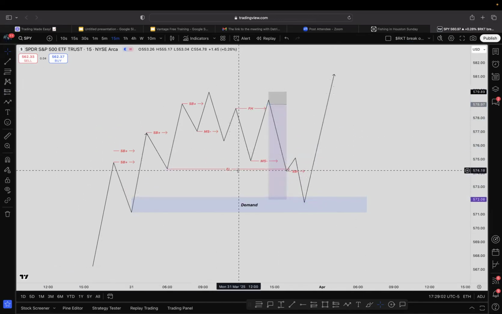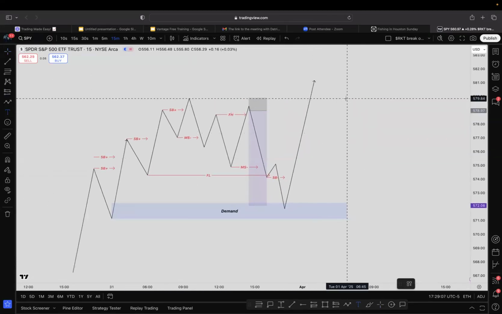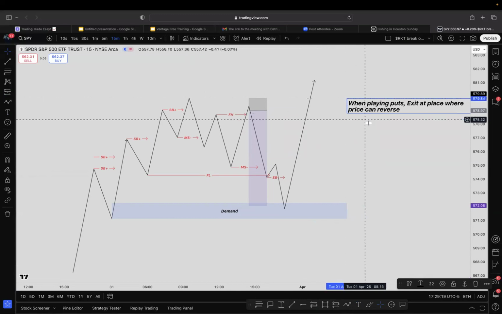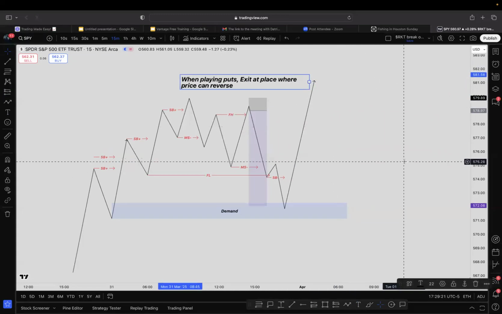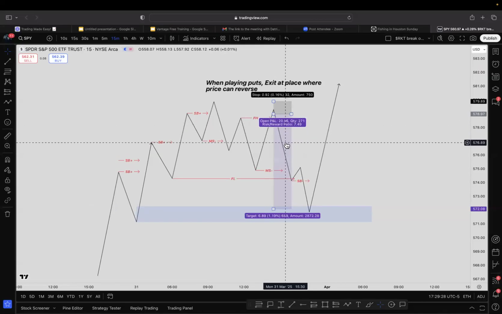And I'll use this first low as a target for my puts because I know when playing puts, exit at places where price can reverse. That's all it is. So think about it like this. If we're in puts, what do we know could send price higher? Two things. First low manipulation, demand zones. So that's where we want to have our targets.